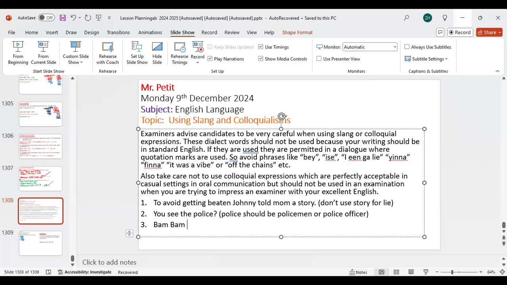Bam. What's wrong with that? Don't use an exclamation mark. Mr. Petit, you know, like old people when they're telling stories. It's two capital letters. No. Don't use bomb as a verb. It's only onomatopoeia. Wouldn't it be onomatopoeia, I think? Only if you're using it as an onomatopoeia.